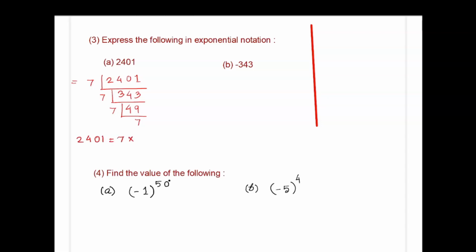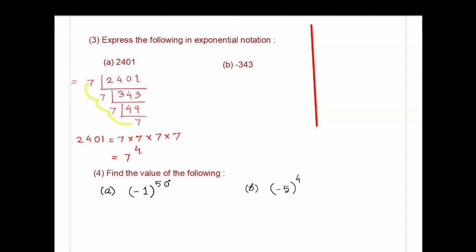1 2 3 4. Have you seen? 1 2 3 4. 4 7s are multiplying. So we can write 7 to the power 4. So this is the exponential form.